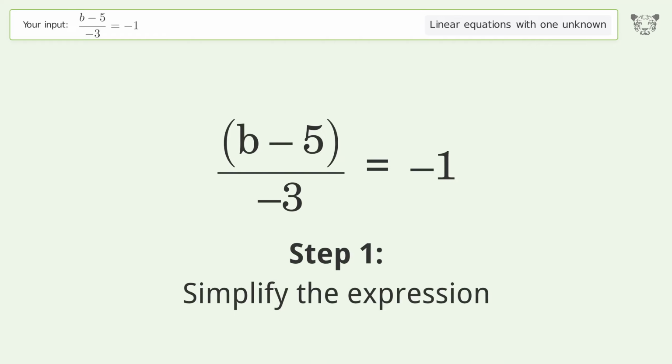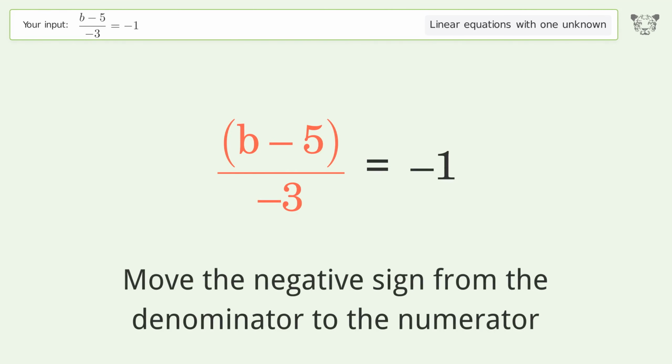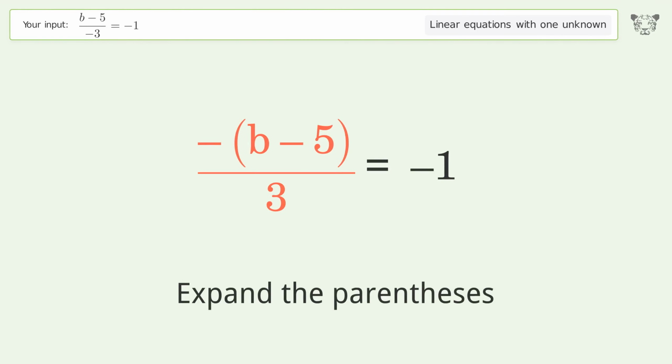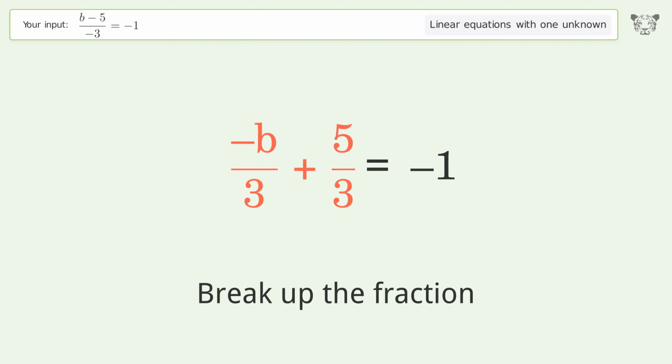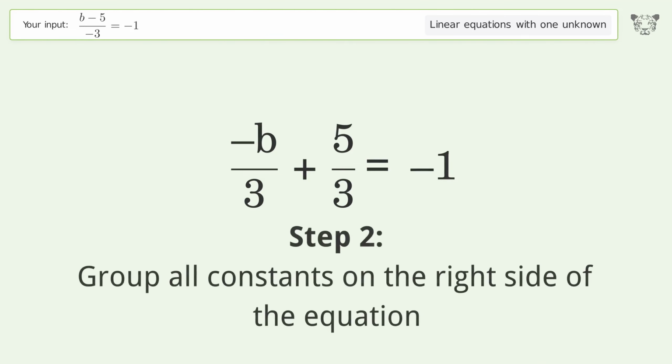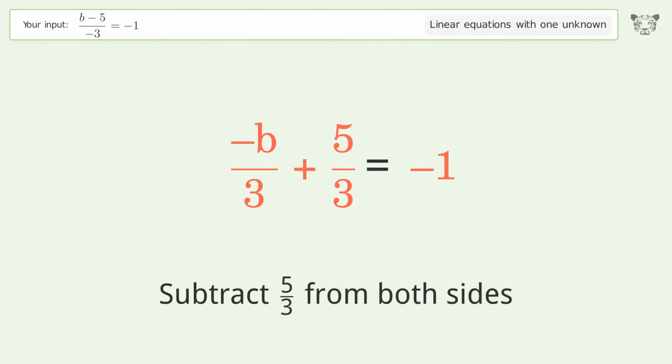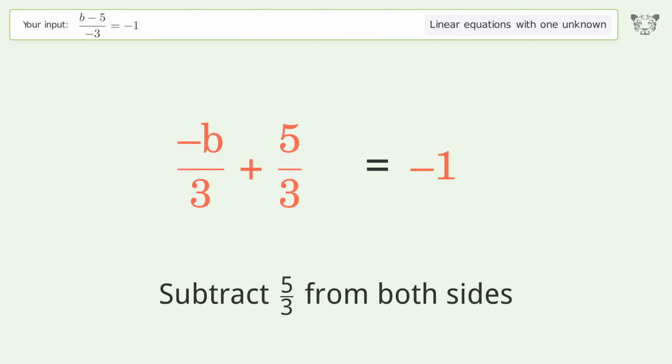Simplify the expression. Move the negative sign from the denominator to the numerator. Expand the parentheses. Break up the fraction. Group all constants on the right side of the equation. Subtract 5/3 from both sides.